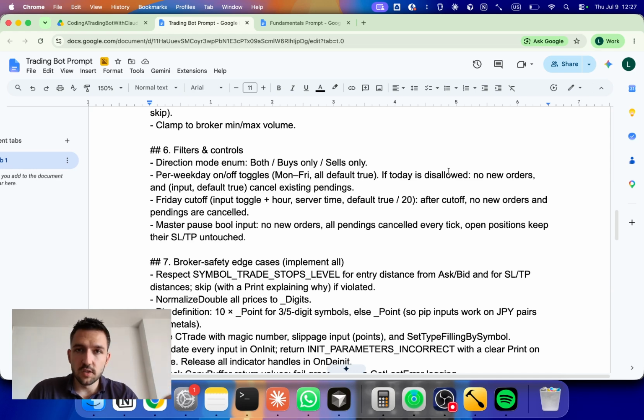So what I mostly do is I check the fundamentals, and then if they're bullish, I put my trading bot to take buys only. And that is why we have these filters. So the direction mode, buys only, means when we have a sell signal, we don't take it. We just do a nothing operation, okay? So we just skip it. When we have a buy, we enter that buy.